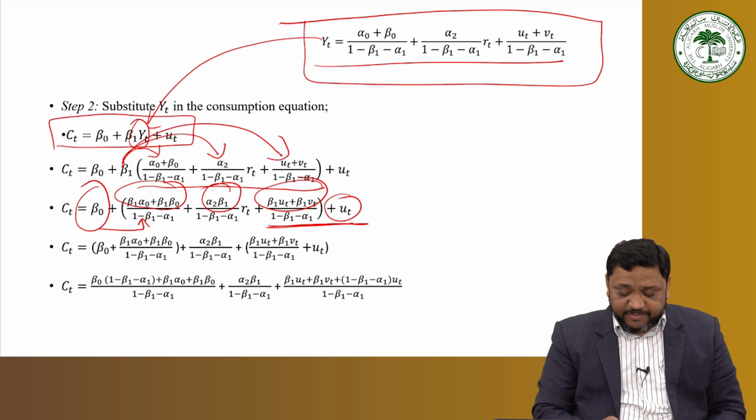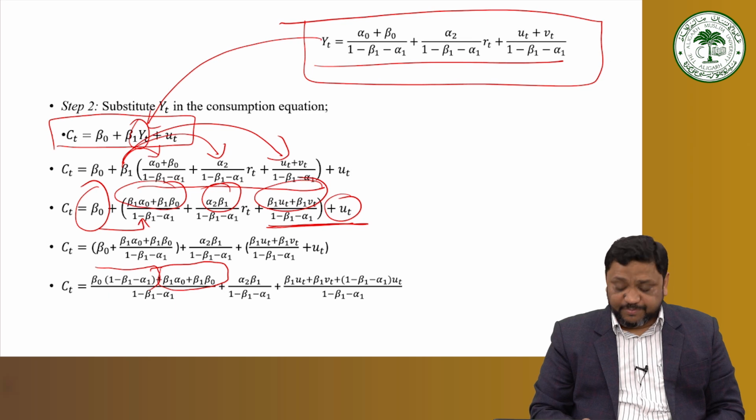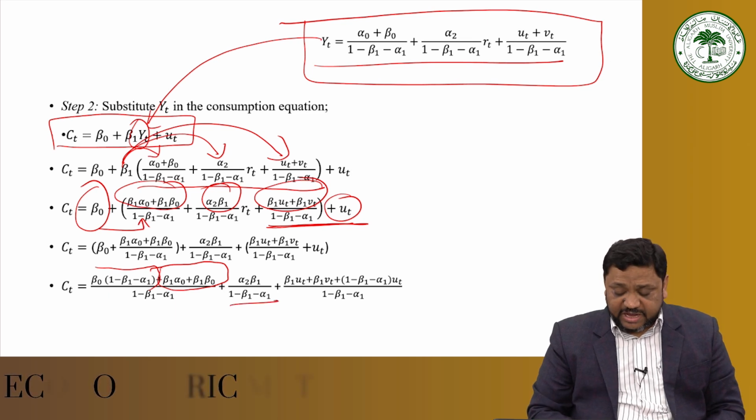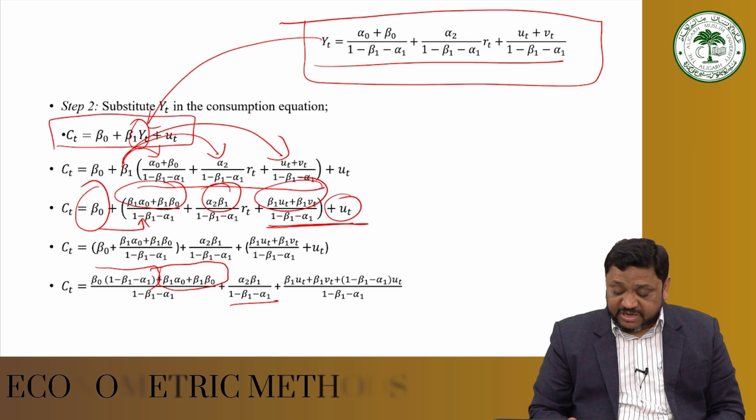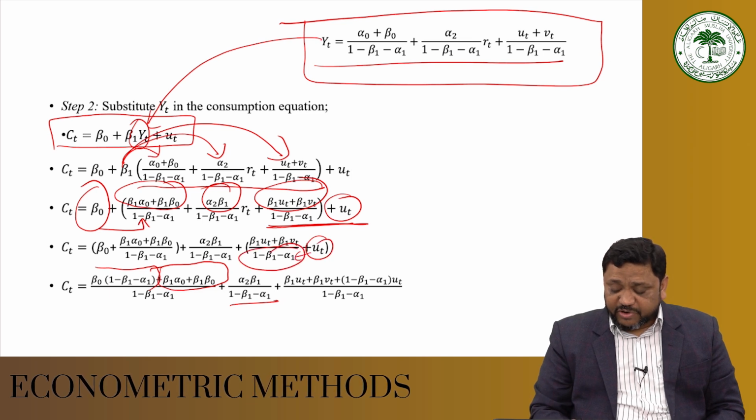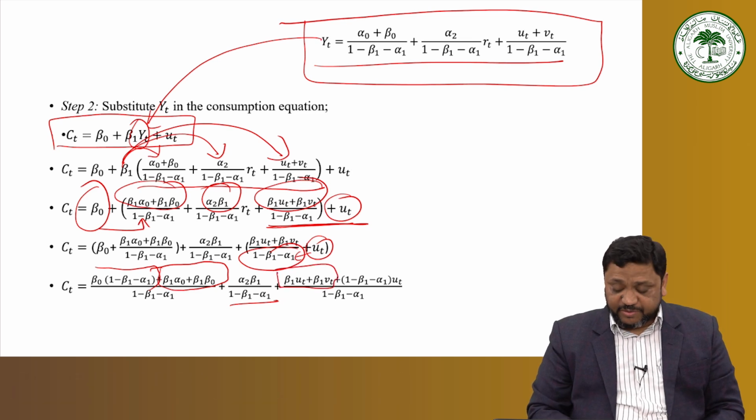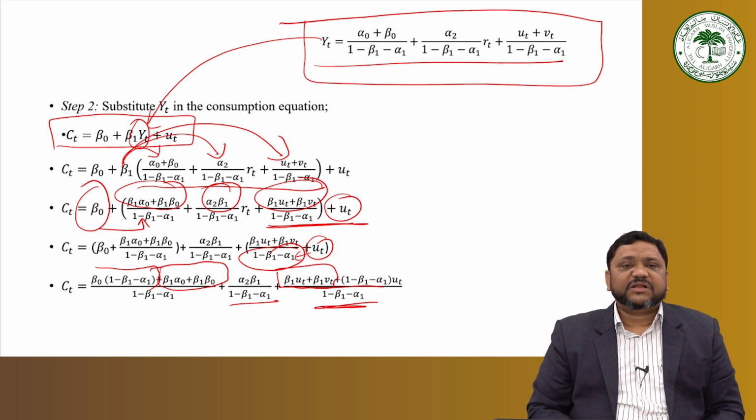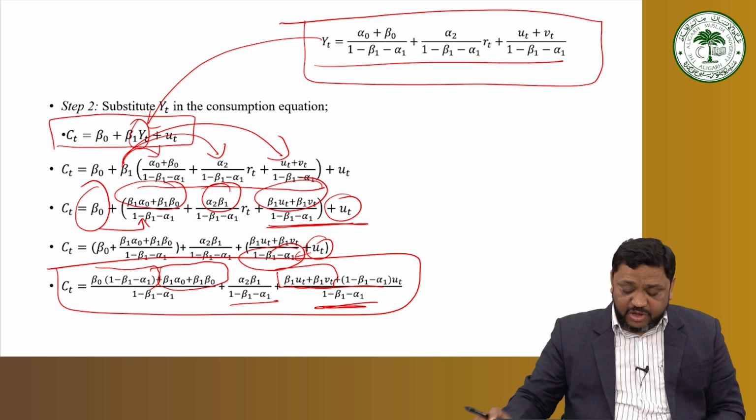Upon adding and taking the LCM and then opening the bracket, what we get is beta naught multiplied by 1 minus beta 1 minus alpha 1 plus beta 1 alpha naught plus beta 1 beta naught. This term remains the same as it was, alpha 2 beta 1 divided by 1 minus beta 1 minus alpha 1. And the third term, when we are taking the LCM, we are multiplying ut with this entire term. So we get ut times 1 minus beta 1 minus alpha 1, plus this original term which we were having, beta 1 ut plus beta 1 vt, and this whole term divided by 1 minus beta 1 minus alpha 1. So this is the equation which we have got as of now.